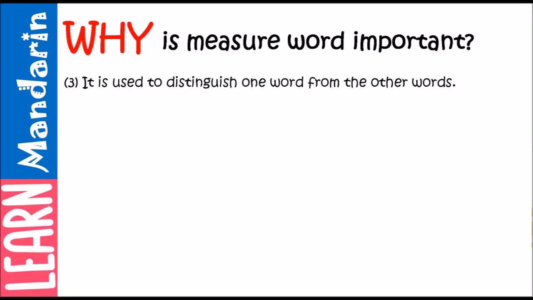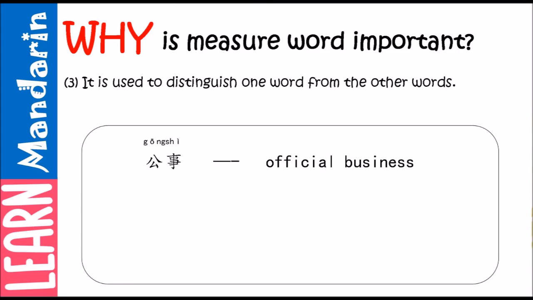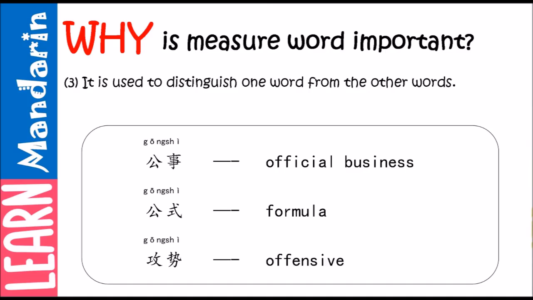Another reason why these measure words are important is because they are used to distinguish one word from the other. In some Chinese words, there are cases where they have exactly the same tone and pronunciation, but they have entirely different meanings from each other. An example will be the words 公事, which means official business, 公式 means formula, and 攻势 that means offensive.